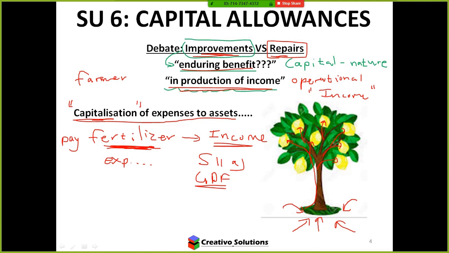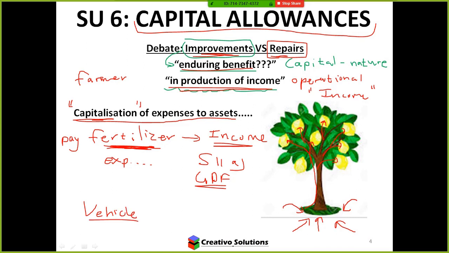So am I improving the tree versus am I using something to produce income or to operate? What am I looking at here in terms of capital? I'm looking at expenses that would be capitalized to assets. So, for example, I can't really apply that to a tree unless maybe, let's see, could there be an improvement to a tree? No, I can't think of one. That probably wouldn't work, but let's say a vehicle.